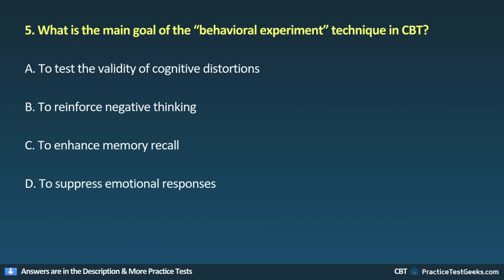5. What is the main goal of the behavioral experiment technique in CBT? A. To test the validity of cognitive distortions. B. To reinforce negative thinking. C. To enhance memory recall. D. To suppress emotional responses.